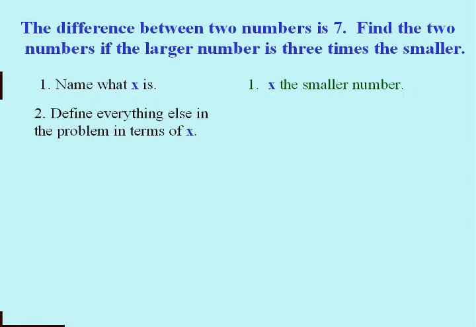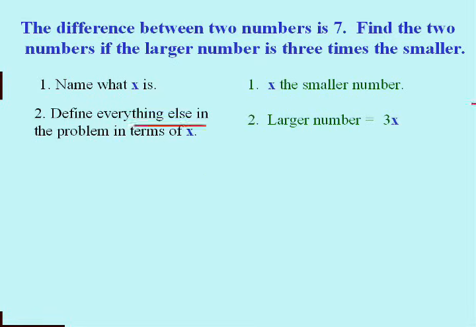Quite easily, the larger number. And it tells us the larger number is 3 times the smaller. Good thing I named what x was. So in this case, I represent the larger number as 3 times x, or 3 times the smaller. Now what have I forgotten to do up to this point?